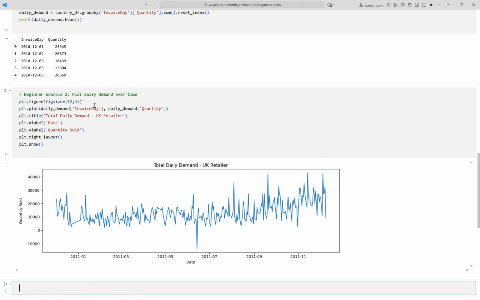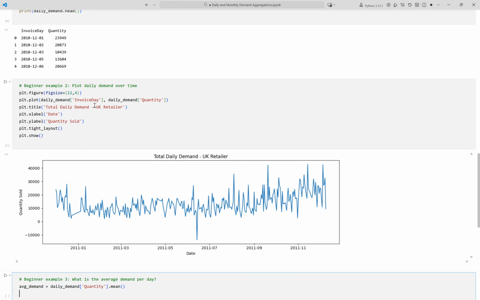Let us get a business summary that managers usually want, the typical daily demand. We calculate the mean quantity sold across all days. This metric helps set expected sales for ordering and capacity planning. We print the average as whole units.